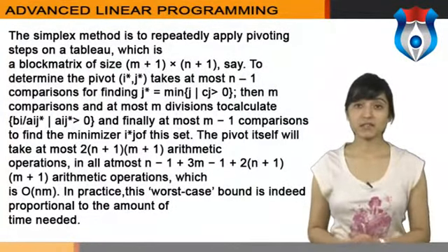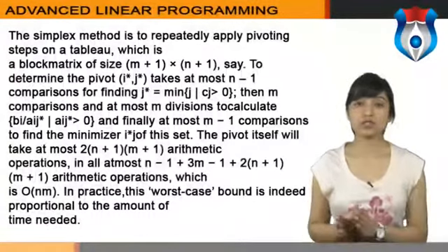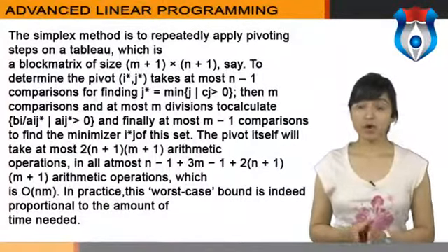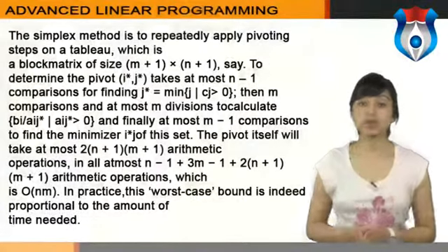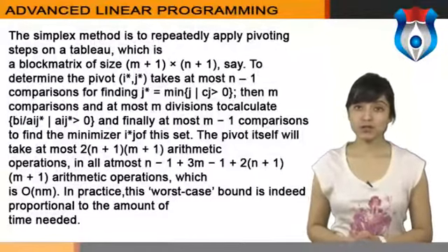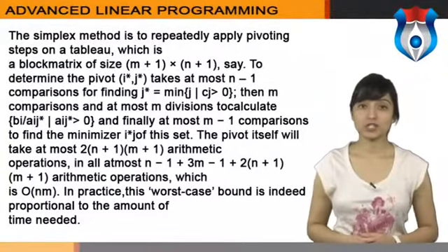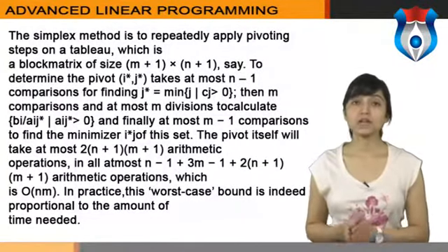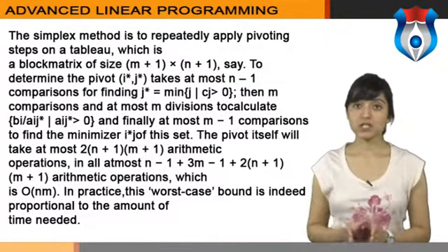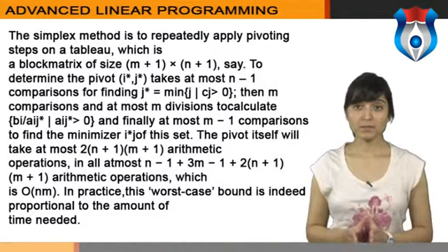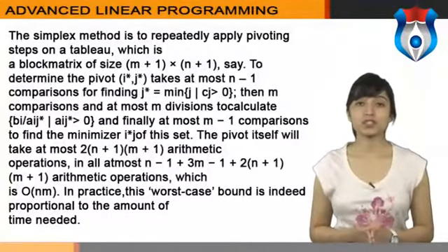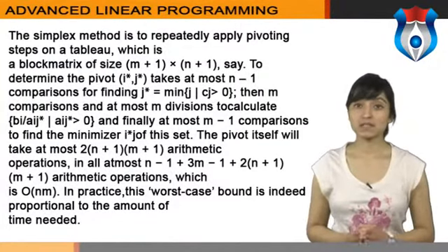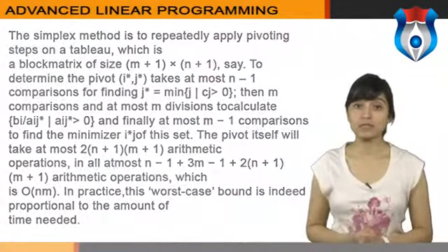Where aij0 is greater than 0, and finally at most m minus 1 comparisons to find the minimizer i0 of this set. The pivot itself will take at most 2(n plus 1)(m plus 1) arithmetic operations. In all, at most (n minus 1) plus (3m minus 1) plus 2(n plus 1)(m plus 1) arithmetic operations, which is O(nm). In practice, this worst case bound is indeed proportional to the amount of time needed.